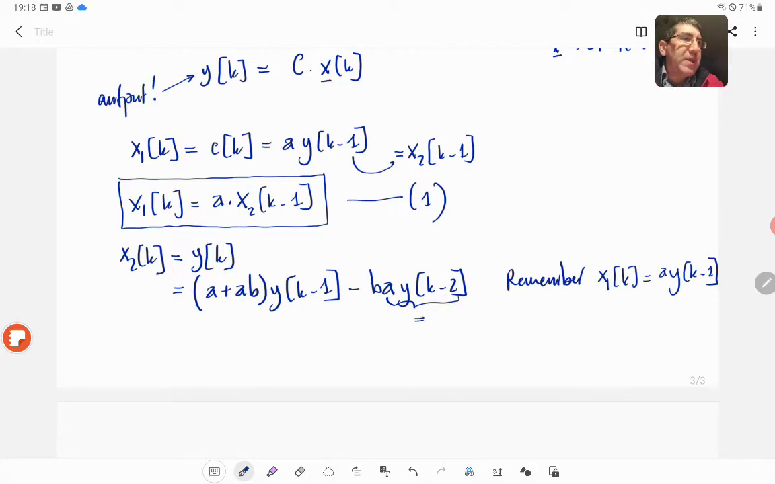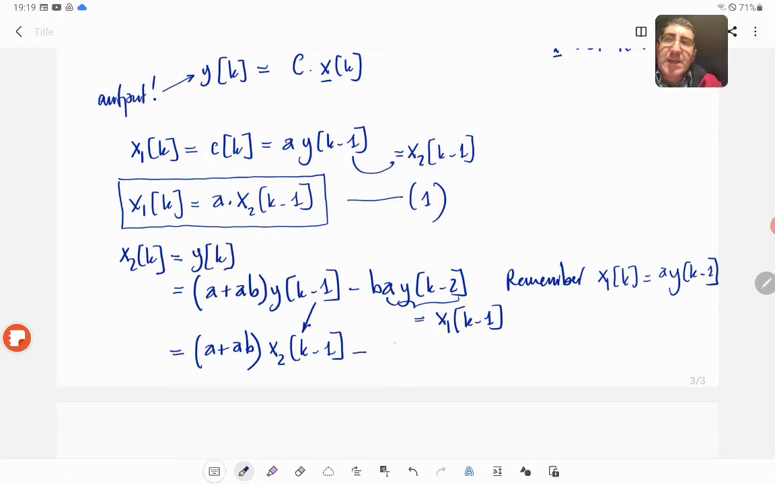So here I have a y k minus 2, so that becomes equal to x1 of k minus 1, and I still have the b factor at the front. Okay, so let us write this down. This is a plus ab, again a plus ab. Now what is yk minus 1? It is equal to x2 of k minus 1, because y of k was equal to x2 of k.